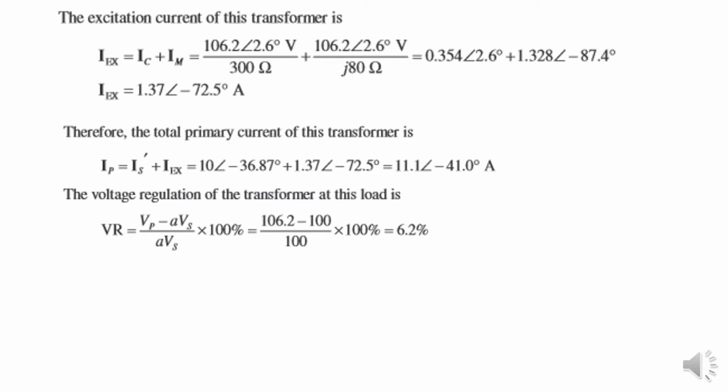Therefore IP is equal to 11.1 angle minus 41.0 amperes, right? So like this we can find the IP value, which is the primary current. Then you are asked to find the voltage regulation of the transformer at this load.